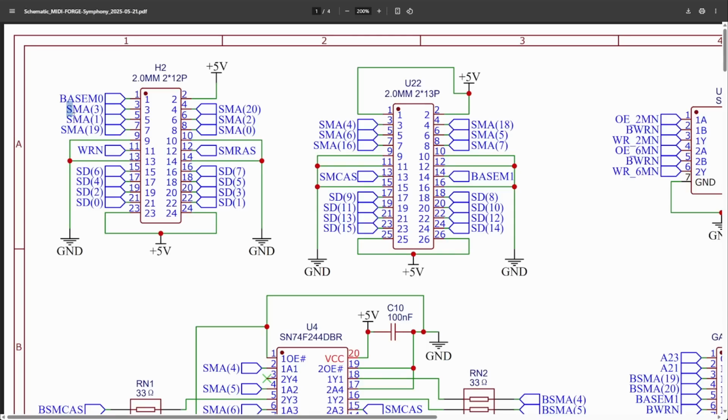We can ignore the S here. I believe this means sound card because this is coming from the sound card. Important for us is the MA and the D. So we have memory address lines and we have data lines.